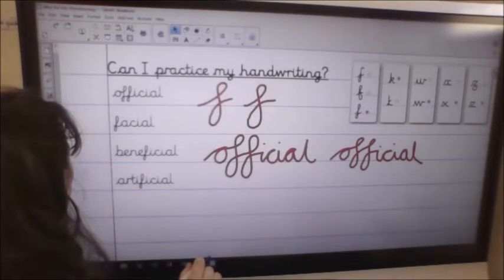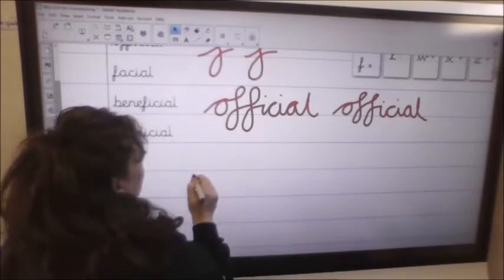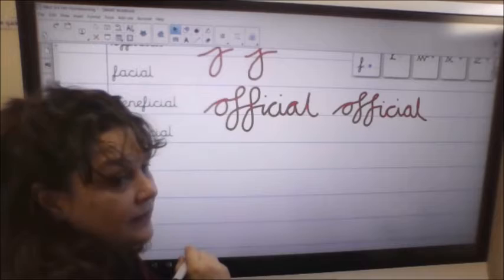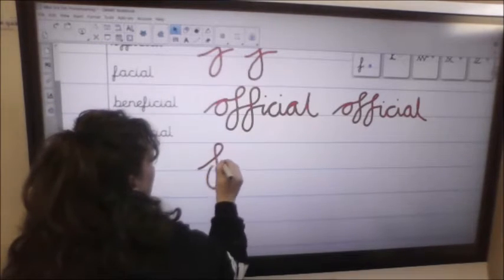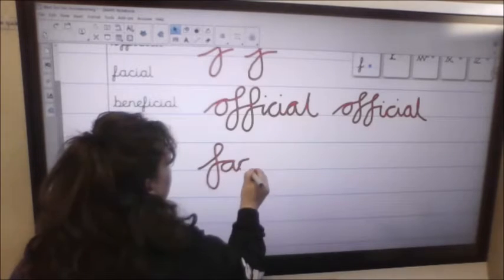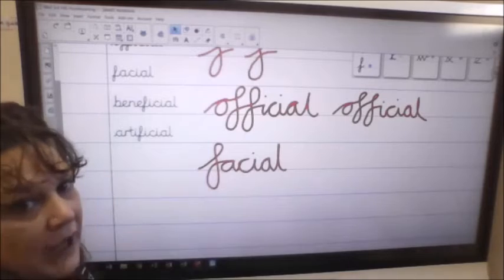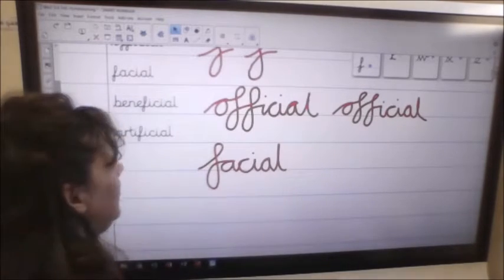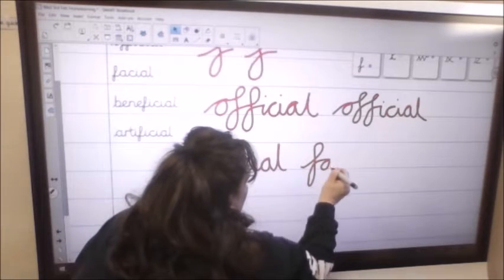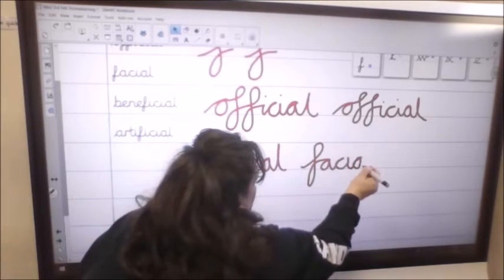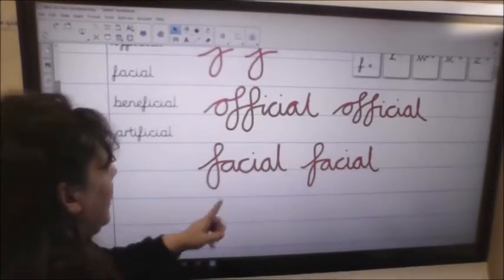Then we've got facial, so I'll move my board up a little bit. We've only got 1 F in this and it's at the beginning, so that's nice. We're going to lead into our F, round into the A, C, I, A, L. And remember the L needs to be as tall as your F. When you finish, you can dot your I. Try again. Into our F, round into our A, C, I, A, L. And at the end, you can dot your I.